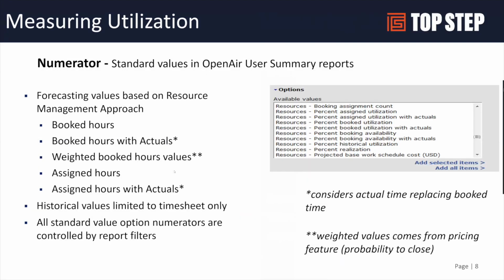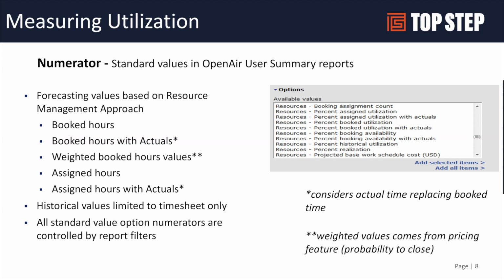So, numerator. If you go back to the standard reports, the user summary or the standard advanced reports, you do get a lot of options using different values. Mostly when you're using utilization, you want to limit to timesheets if you're looking backwards, and then have those timesheets potentially filtered based on the flavor of utilization you're looking at. However, if you're looking forward, you want to look based on either bookings, or bookings with actuals, or assigned hours if you're using task assignments to drive the future.